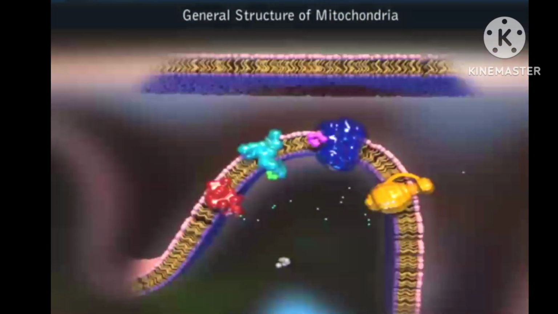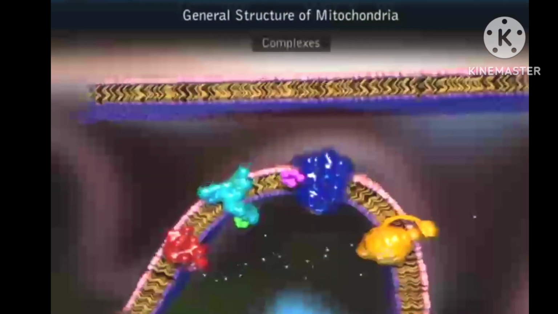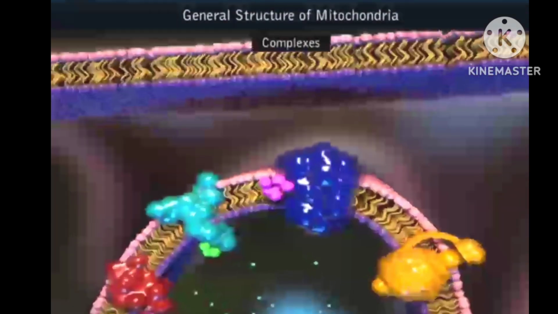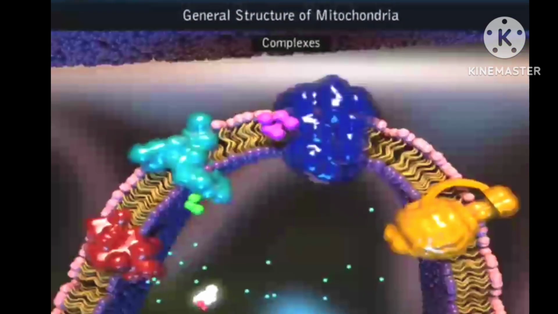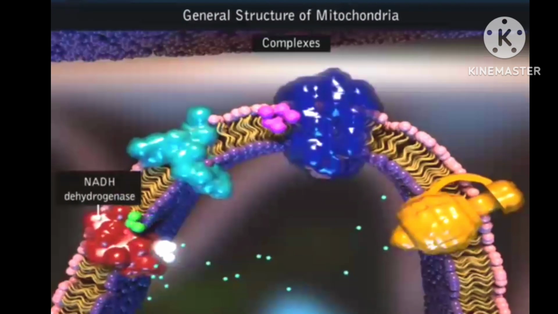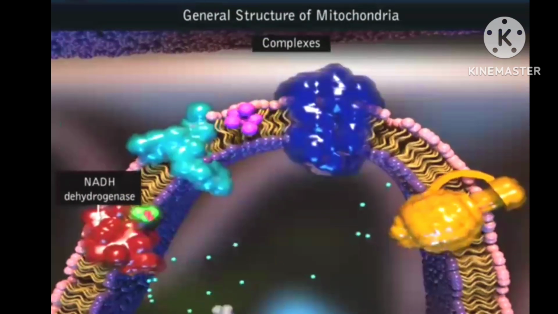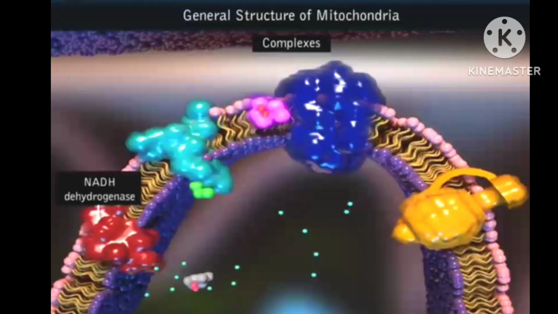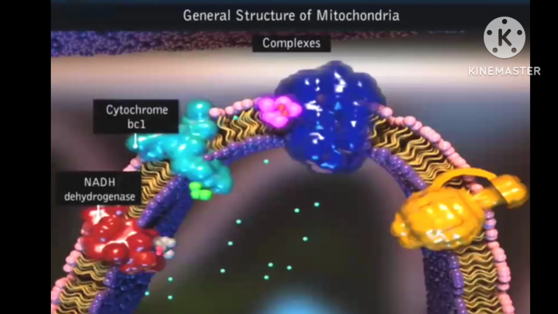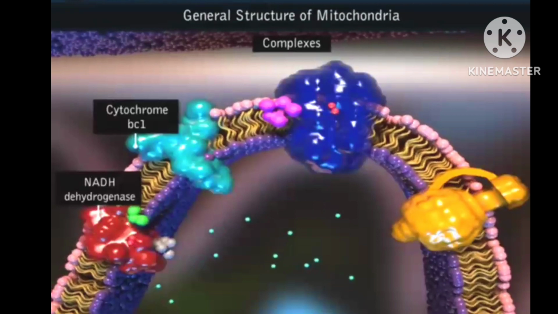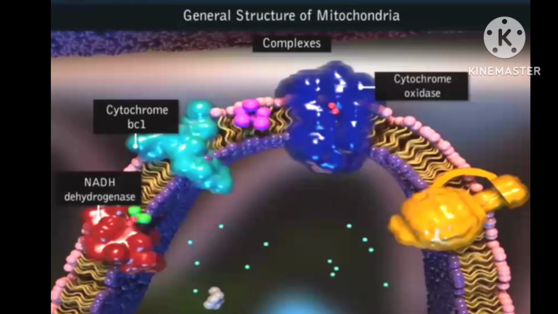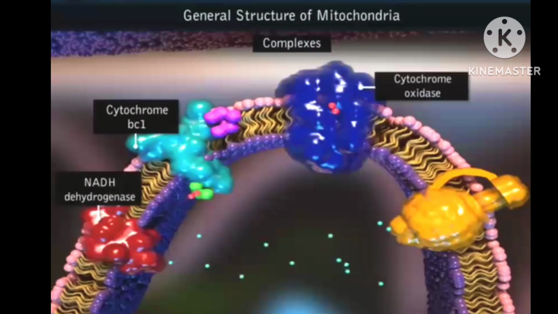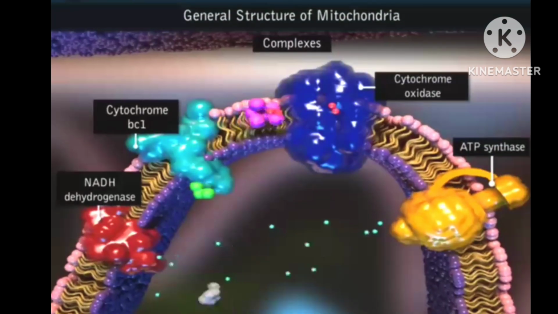Crista are studded with many proteins that are involved in the electron transport chain and ATP synthesis. The most important ones being complex 1, NADH dehydrogenase, complex 2, succinate dehydrogenase, complex 3, cytochrome BC1 complex, complex 4, cytochrome oxidase and the F0 portion of the ATP synthase enzyme protein.